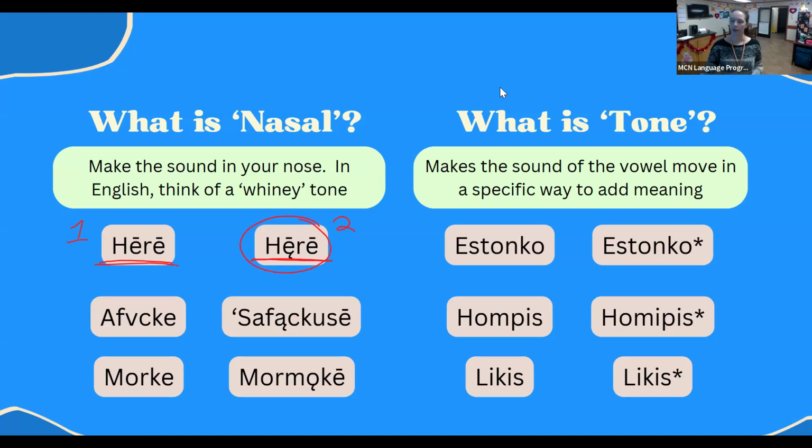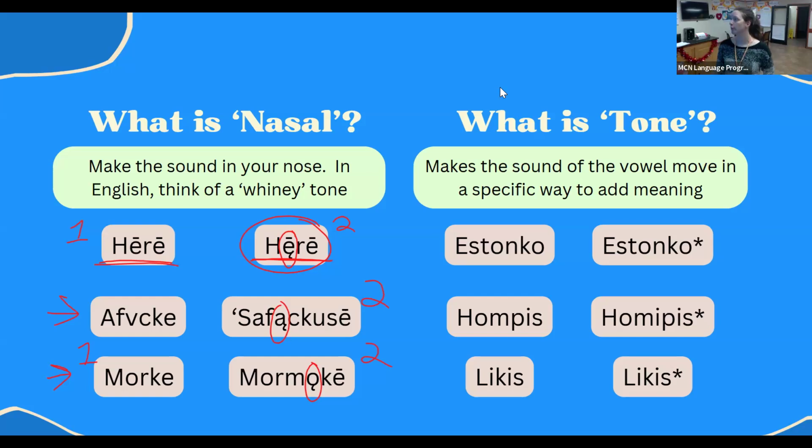Okay, second one. We're now on this row. Afajki. Versus number 2. Safajkuzi. This one. Mothki. This one. Mothmogi. Right? You can kind of already see what the pattern is, what's changing. We're going to talk about it in a second, but it's that little tail. That's how we can see it in the dictionary. There's 2 ways in the dictionary actually to see it.